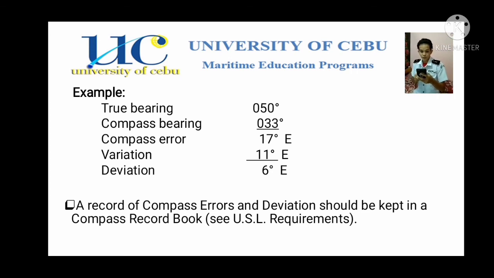From the bearing taken from lights 045, the compass error and the variation is 11 degrees east. All you have to do is to deduct the compass error, 17 degrees east, and the variation, 11 degrees east, since they have the same sign, east. Then the deviation would be 6 degrees east. That's all.